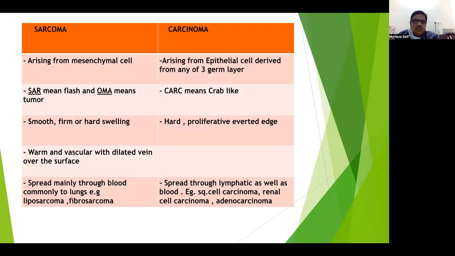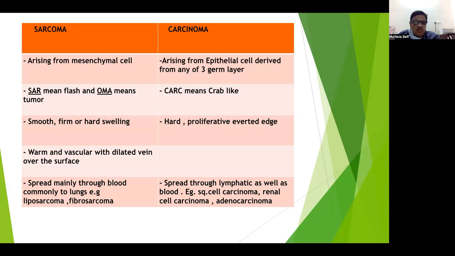Malignant, you know, what is the meaning of malignancy? It can be carcinoma, and it may be sarcoma. The meaning of carcinoma is crab-like, and the meaning of sarc is flesh. So there are two types of malignant growth. It may be sarcoma, and the second one is carcinoma. Sarcoma arises from mesenchymal cells. Carcinoma arises from epithelial cells derived from three germ layers. Sar means flesh and oma means tumor. So it is a flesh tumor. Carc, I have already told you, means crab-like.